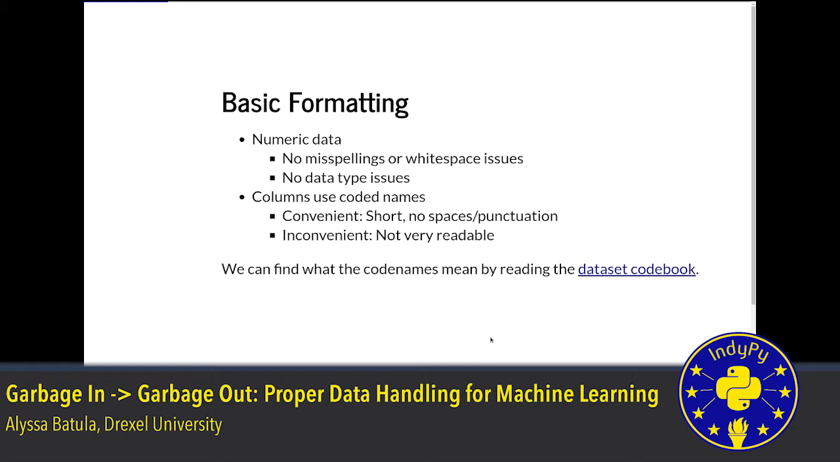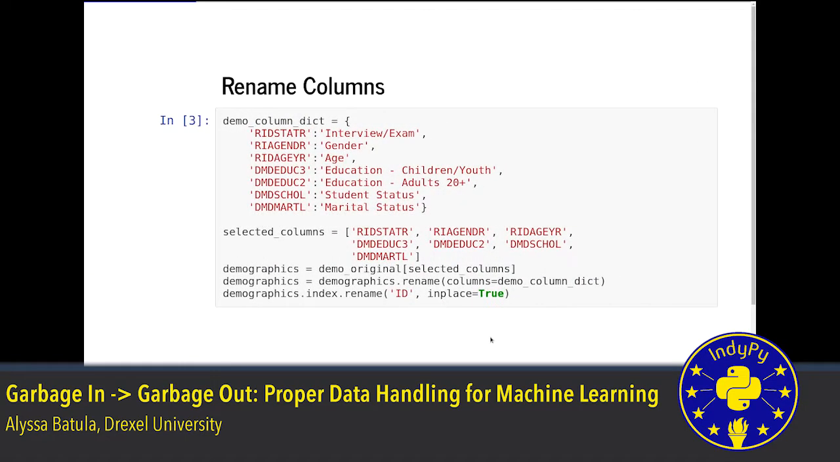So for the purposes of this, I'm going to rename them by using the dataset codebook, looking up what they need. So this very intelligible RIDSTATR is actually whether a person just completed a short interview or if they had a full exam, their gender, age, renaming everything, so that now when we look at this data at a glance, we can say, oh, I know what this is. This is the coding for their age or their gender.